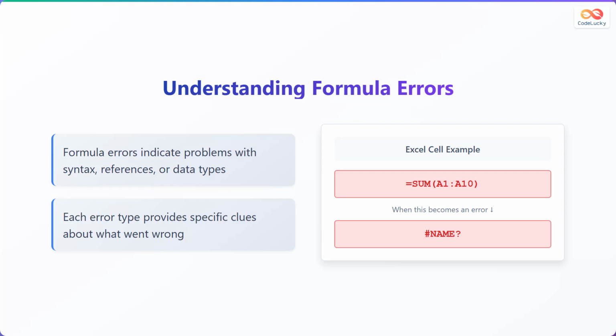Formula errors in Excel usually indicate there are problems with the formula's syntax, the references it uses, or the data types involved. Each type of error gives specific hints about what might be wrong. For example, if you write a sum formula for cells A1 through A10, but it results in a name error, it indicates that Excel doesn't recognize what you're trying to calculate. This error will be explored further.